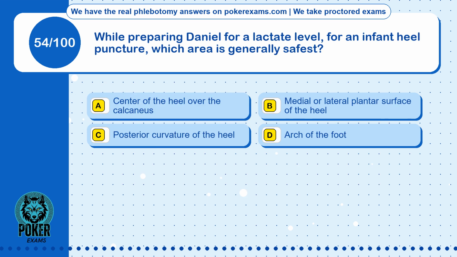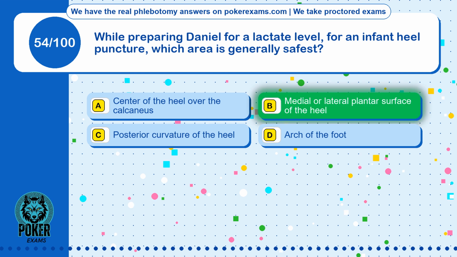Question 54. While preparing Daniel for a lactate level, for an infant heel puncture, which area is generally safest? Option A, center of the heel over the calcaneus. Option B, medial or lateral plantar surface of the heel. Option C, posterior curvature of the heel. Option D, arch of the foot.